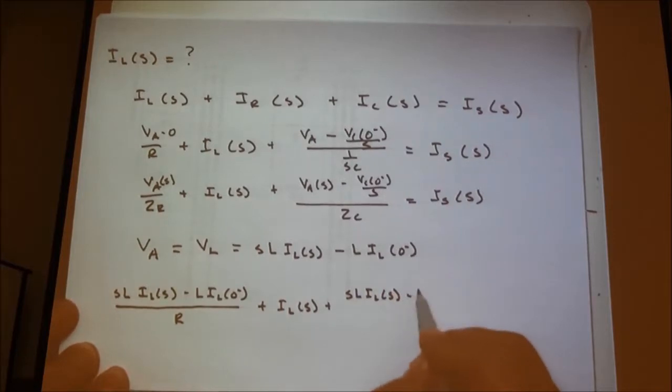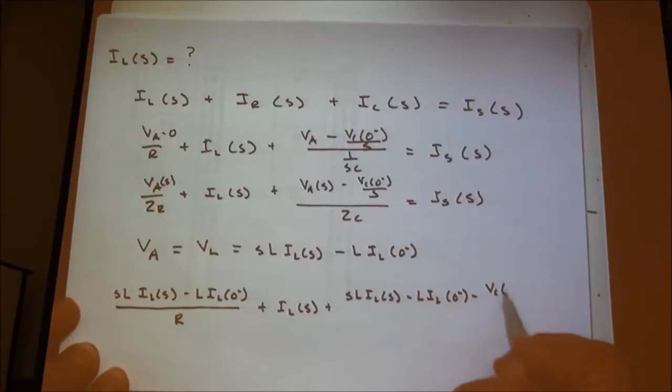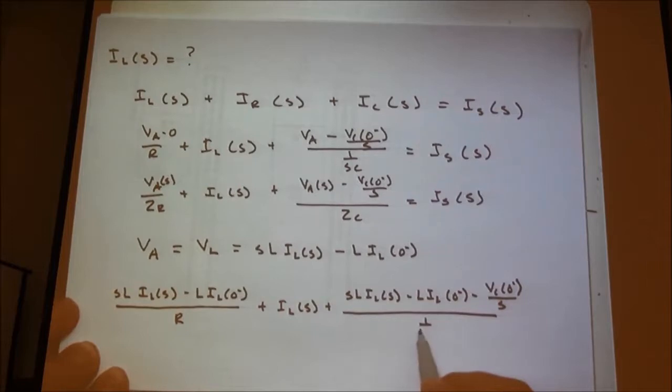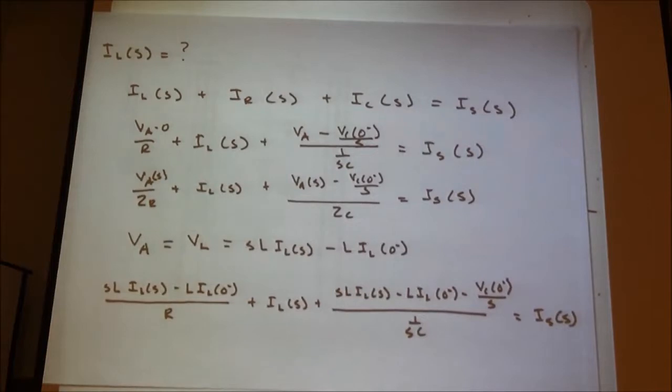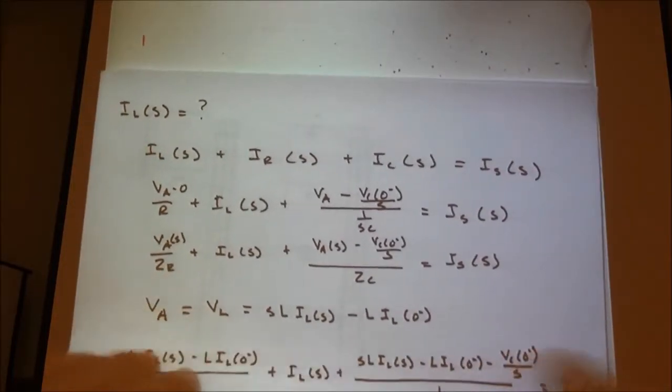sL I_L(s) minus L I_L(0-), minus C V_C(0-) over s, 1 over sC. And granted, this looks a little bit messy, and I won't disagree with that. But it is still just algebra. It's easy algebra to make mistakes on, but it is algebra. So no differential equations. And if we went higher order, this is a second order expression, we're familiar with that. If we went higher order, certainly more manageable in the s domain than it is in the differential domain.